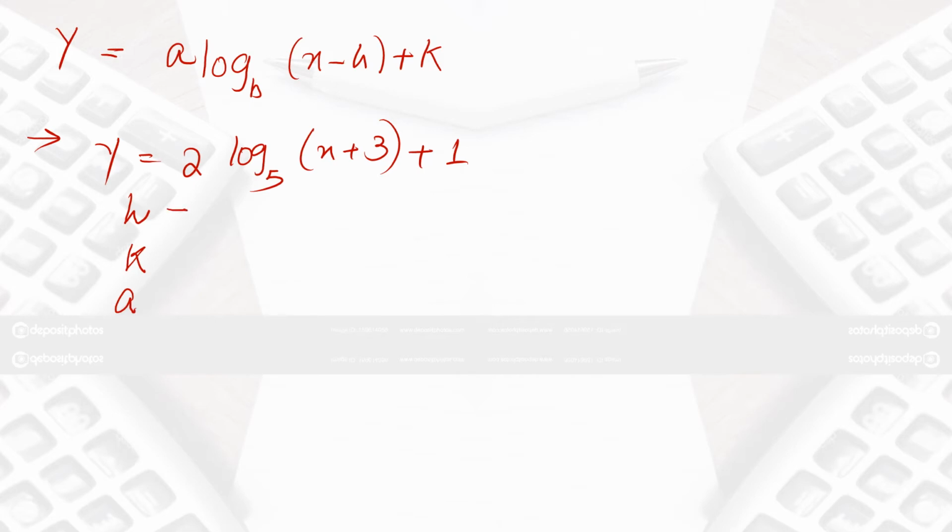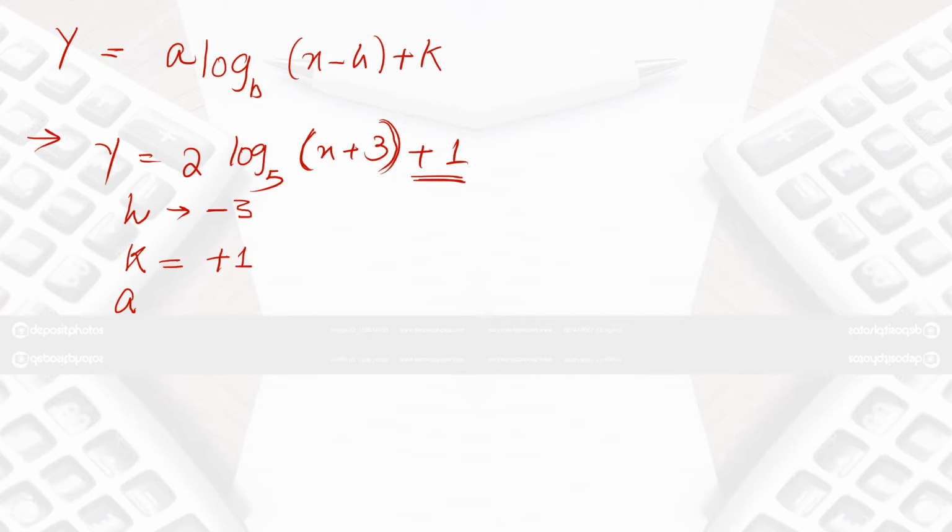So what is your h? h should be found in the bracket. That means it is positive 3, but you will take the opposite sign, that is negative 3. What is your k? k is the value written at the end. If it is plus 1, you will write plus 1.